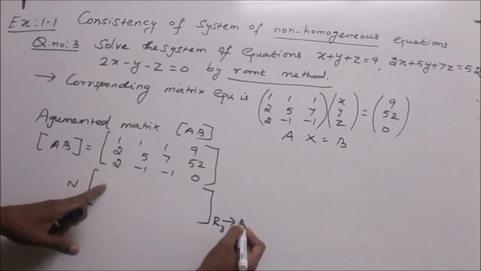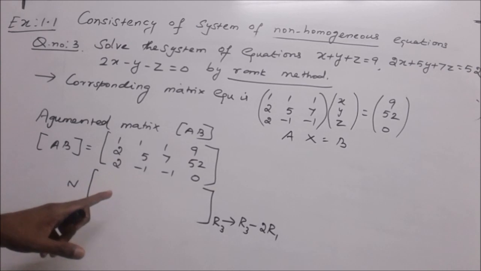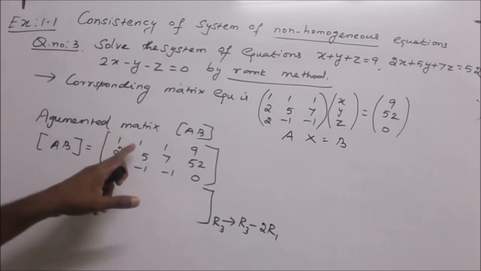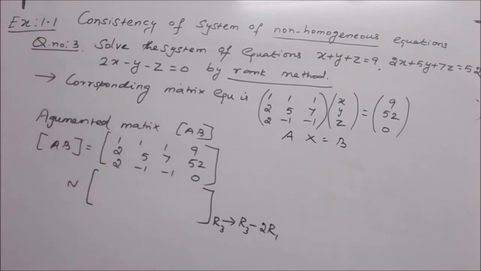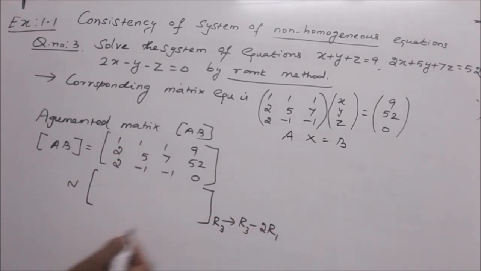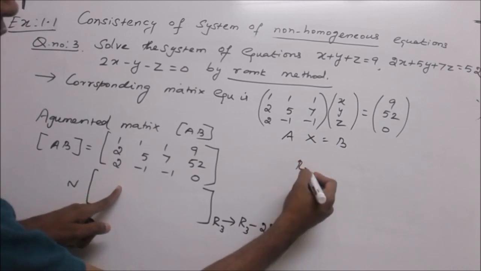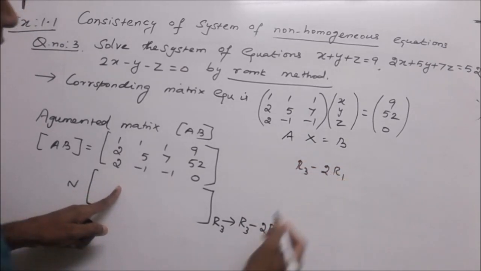R3 tends to R3 minus 2R1. Because we have 2 here, when multiplied by 2, it will become 2, and 2 minus 2 becomes 0. For that purpose, I am multiplying R1 by 2. Perform the operation here: R3 minus 2R1.